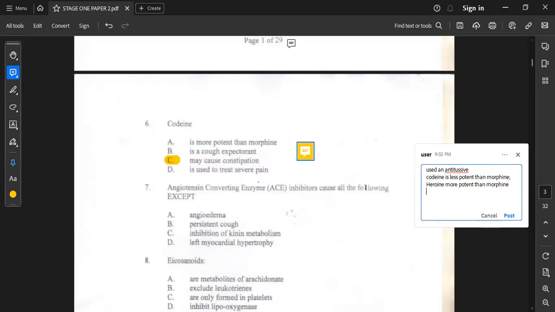Anyone want to add anything? Okay. ACE inhibitors cause all the following except angioedema, persistent cough, inhibition of kinin metabolism, and left myocardial hypertrophy. Yeah, I think left myocardial hypertrophy.